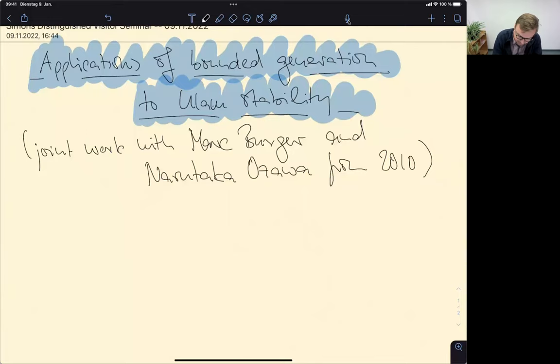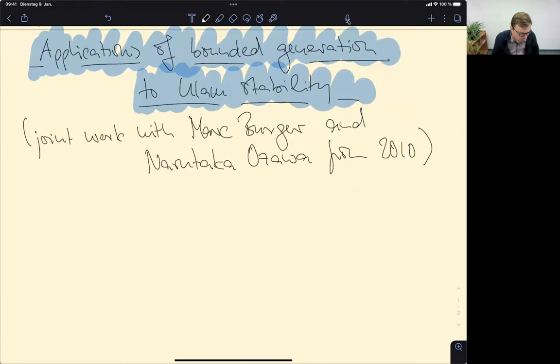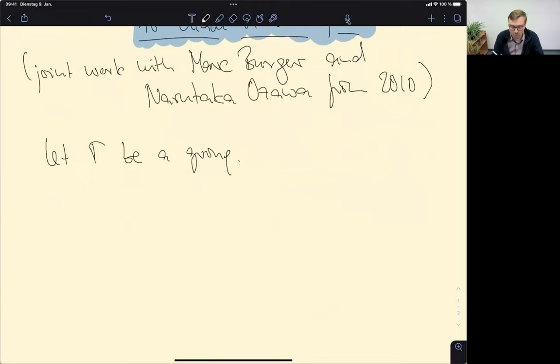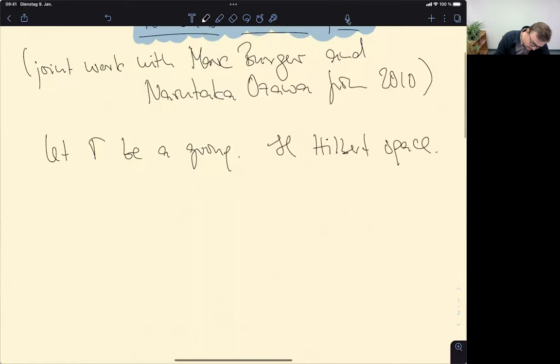And so what I want to speak about is this general topic of Ulam stability. I think that the idea of stability has been mentioned last time, but I will anyway repeat it in the special context of unitary representations. Right, so let gamma be a group. Then we know what a unitary representation is. The unitary representation is a homomorphism into the unitary group on a Hilbert space. So let H be a Hilbert space. So a unitary representation is just a homomorphism.